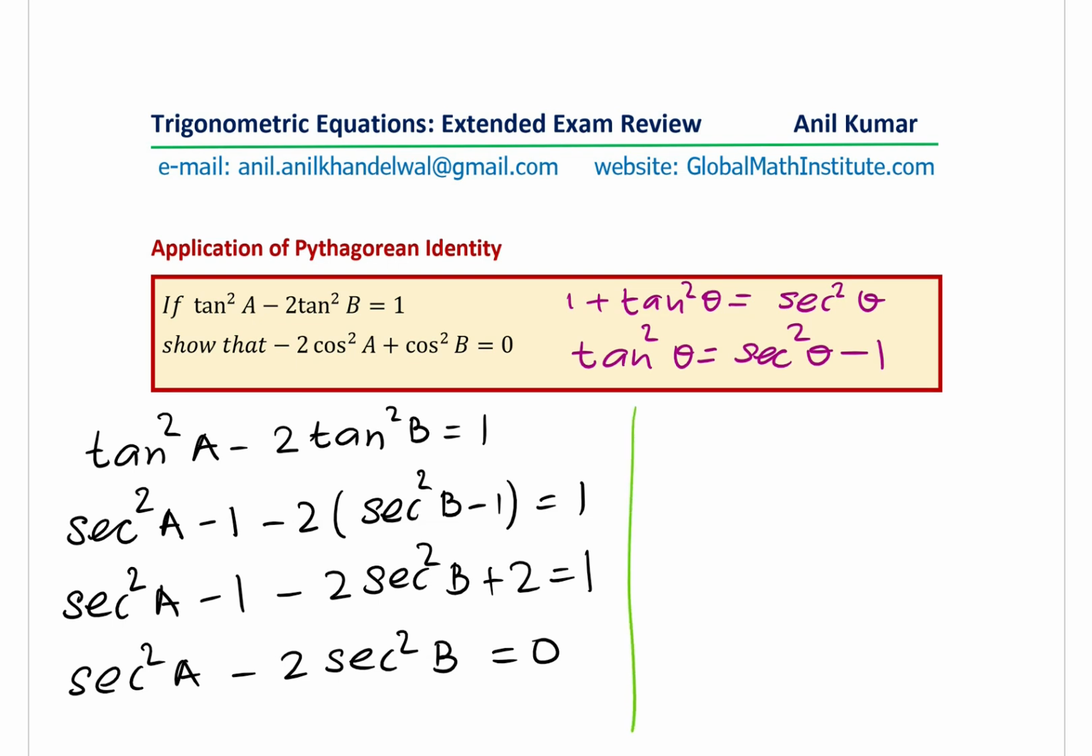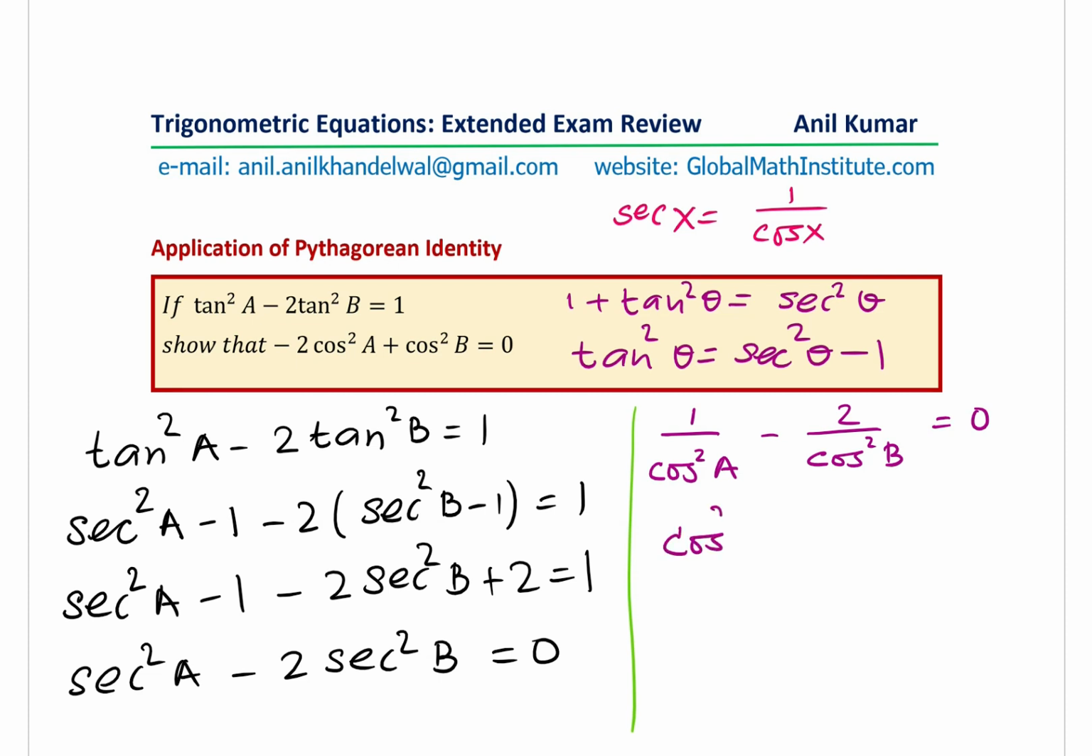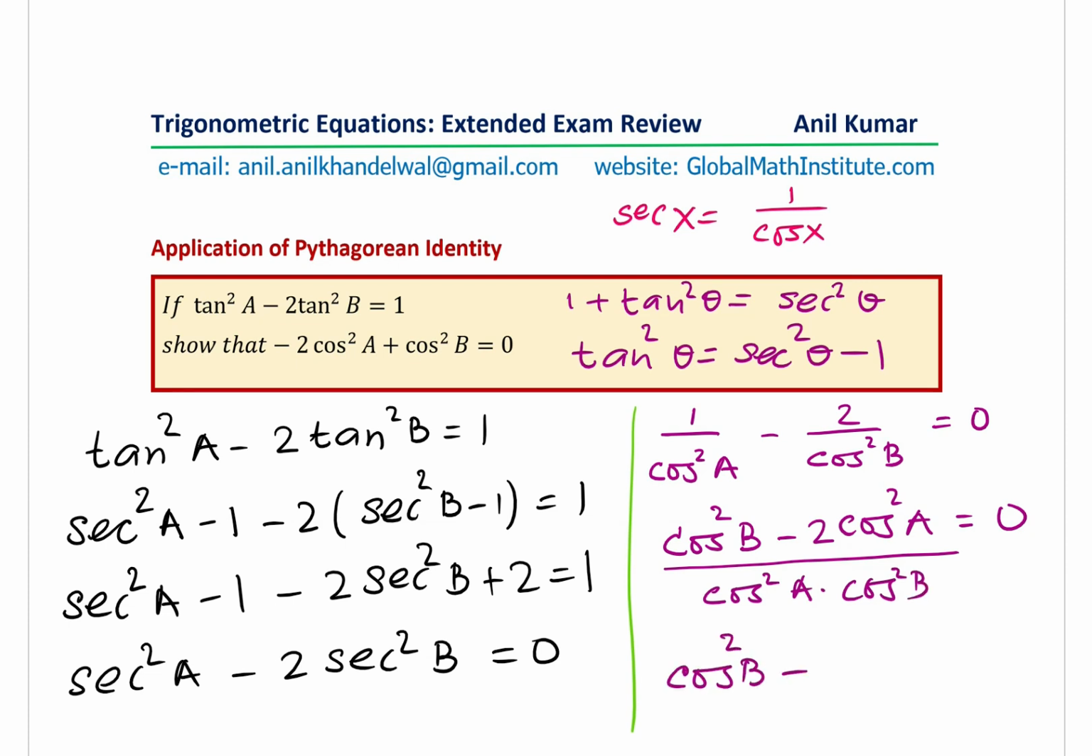So now we can write secant as reciprocal of cosine. That is where we're going to use reciprocal identity. So secant x equals to 1 over cos x. Perfect. So secant square could be written as 1 over cos square A minus 2 over cos square B equals to 0. Now cross multiply, so you get cos square B minus 2 cos square A equals to 0. That denominator, when you take it to the right side, is 0. Or you could write here in one step cos square A times cos square B, and then write down your answer, which is cos square B minus 2 cos square A equals to 0. Right? So that is how we could get the required equation.